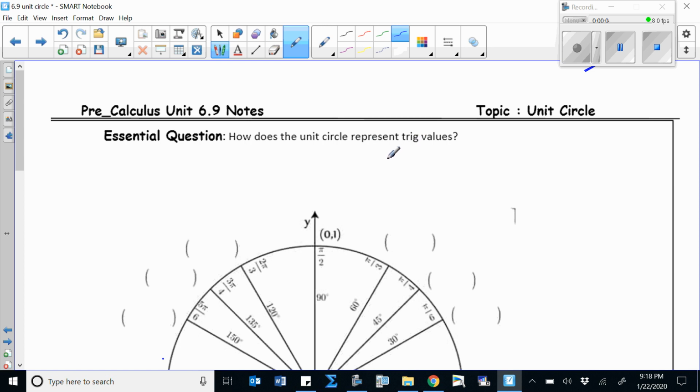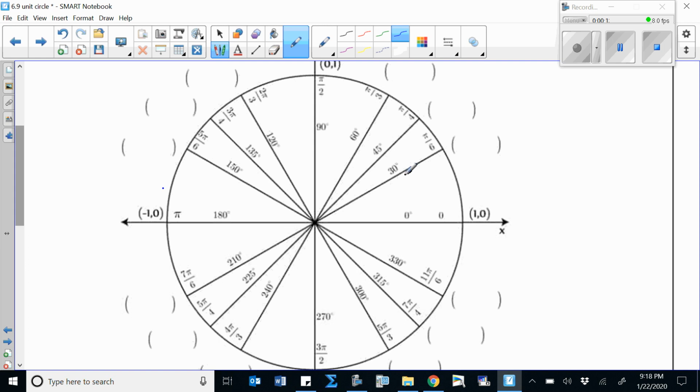Hi everyone. Today we're going to learn how the unit circle represents trig values. As you see, we have a circle here, and some of the most famous and important angles are marked on this unit circle. We call this circle a unit circle because the radius of this circle is always equal to 1 unit. So if you have a unit circle, the radius is always equal to 1.